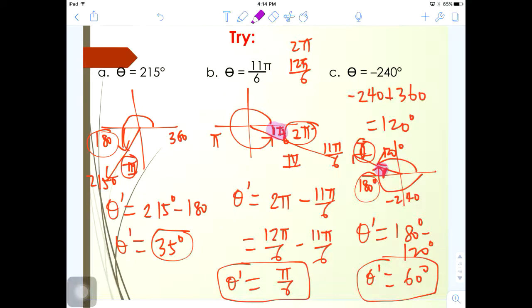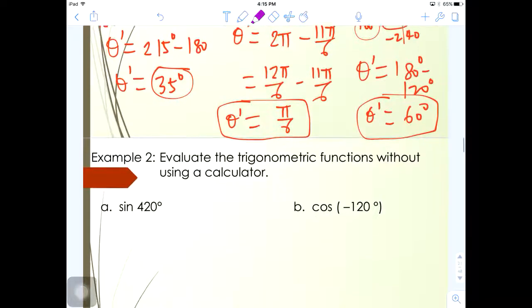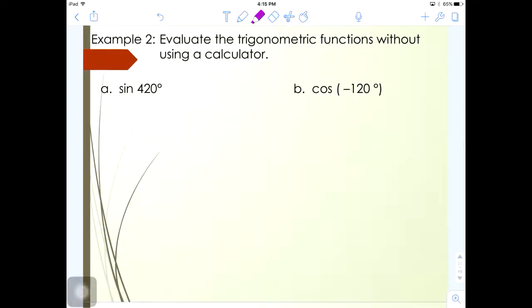Hopefully you've got plenty of practice, and I'm sure that with the homework later on, you'll have more chance to practice this as well. Let's go ahead and use that concept we just learned with the reference angle to find the exact answer.